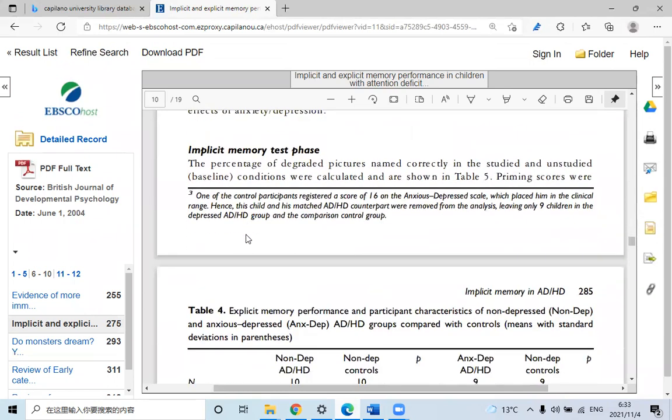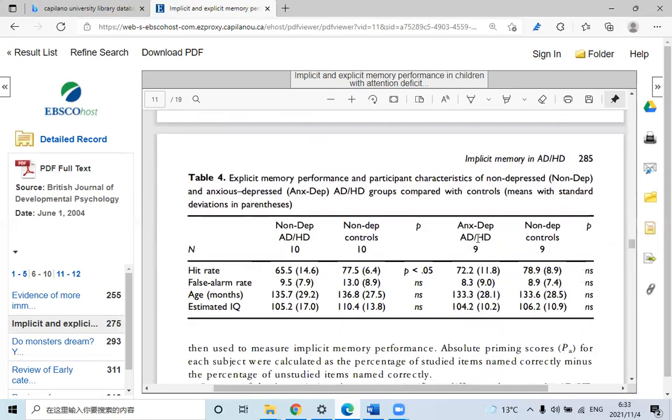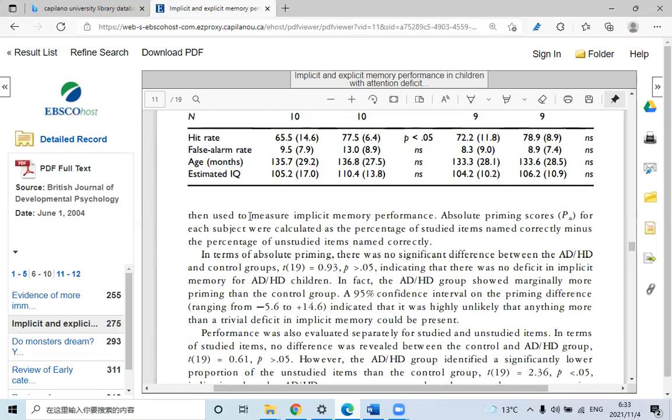Now let's look at implicit memory. The percent of degraded pictures named correctly in the studied and unstudied conditions were calculated, and they are shown in table 5. Priming scores, look at priming scores. Priming scores were used to measure implicit memory performance. So their measure of implicit memory is a priming score. What is a priming score?